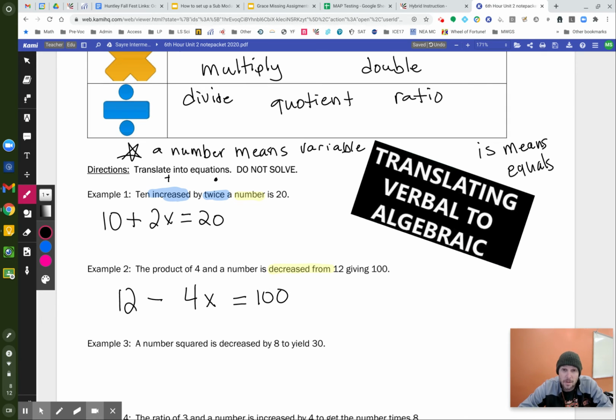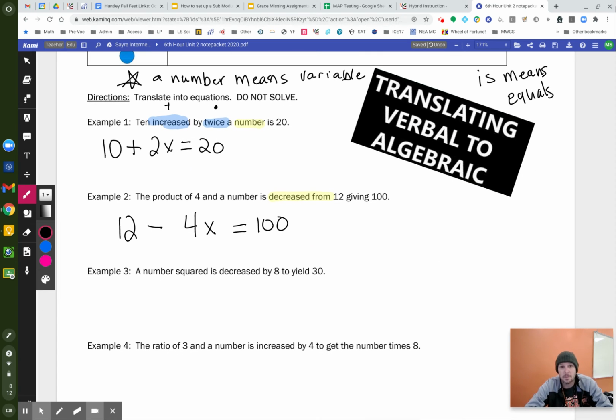Okay? So the order matters. Make sure you're paying attention to those small words like from. So the difference between decrease from and decrease by is where you put the number in subtraction. That was really confusing, wasn't it? So if you see decreased by, I'll show you an example in the next one. So this was decreased from, this first one.